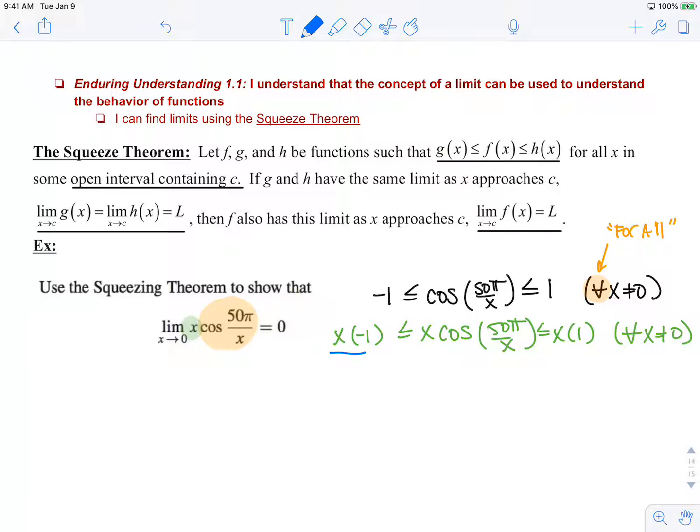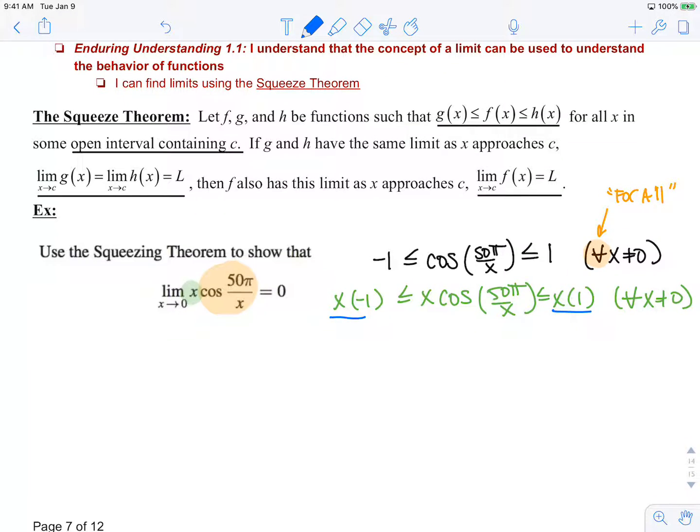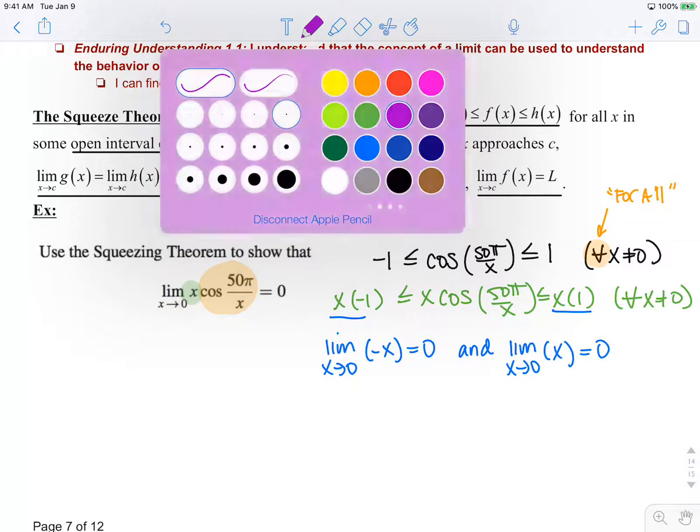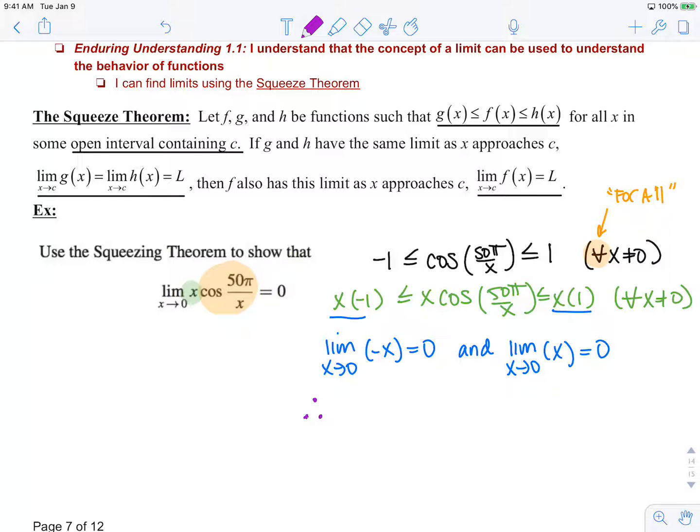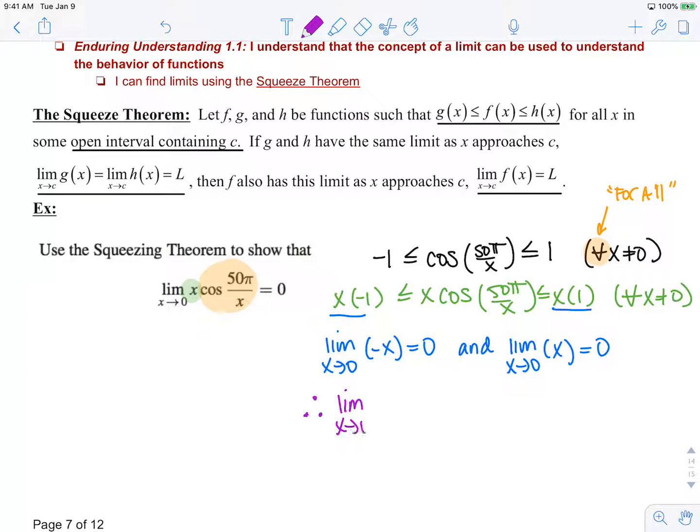So now let's check the limits of these two outer functions. I know the limit as x approaches 0 of -x equals 0, and the limit as x approaches 0 of +x equals 0. So those two are equal to each other. So therefore, the limit as x approaches 0 of x cosine 50 pi over x must equal 0 by the squeeze theorem.